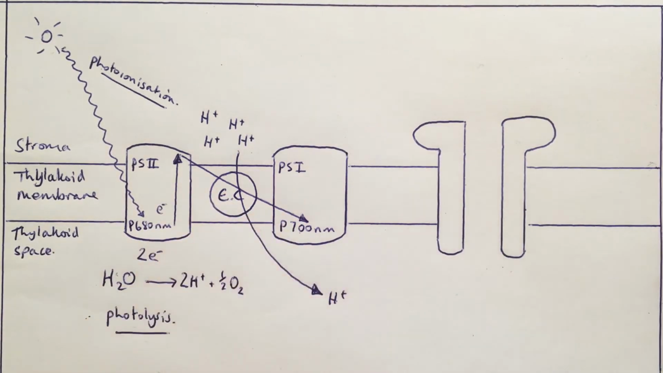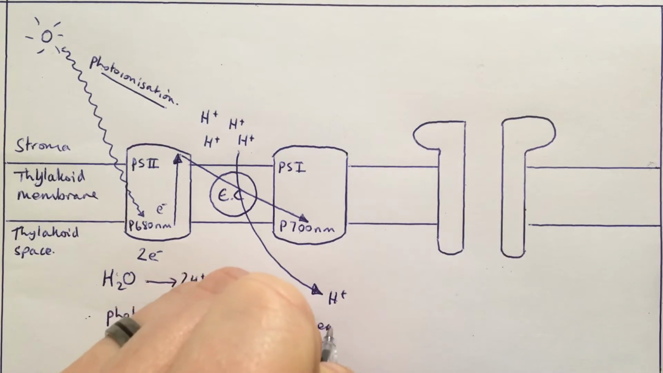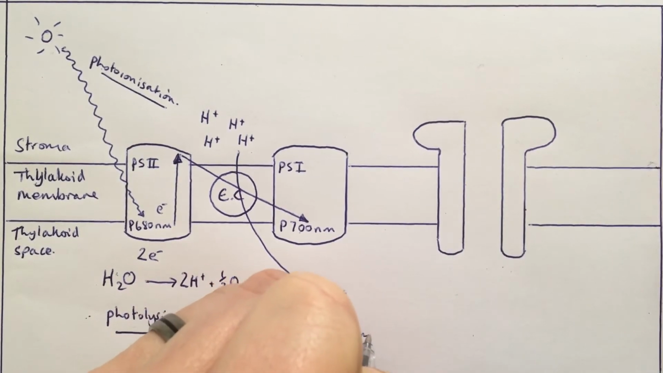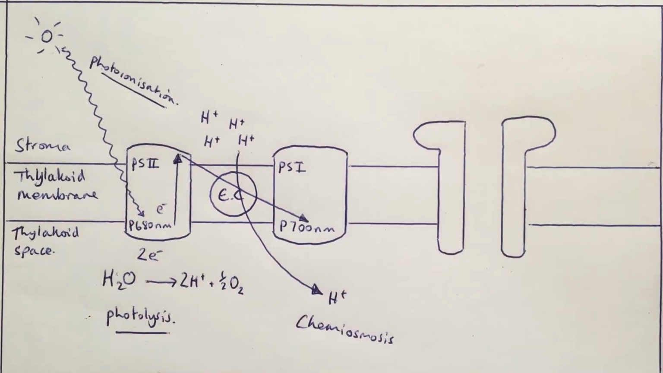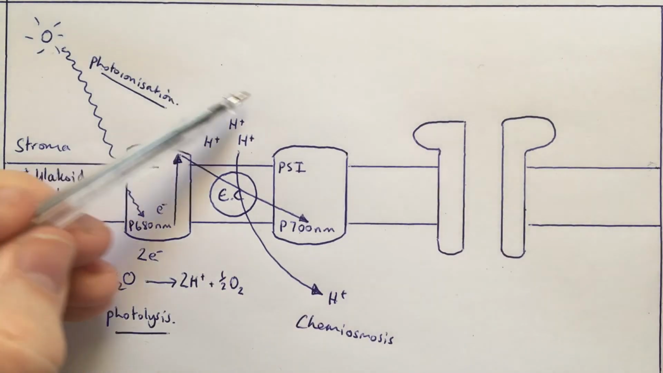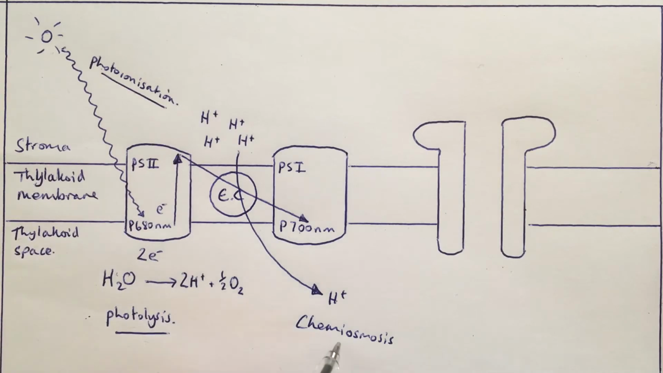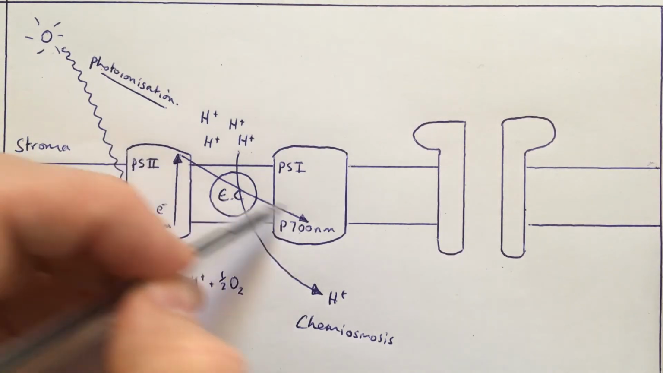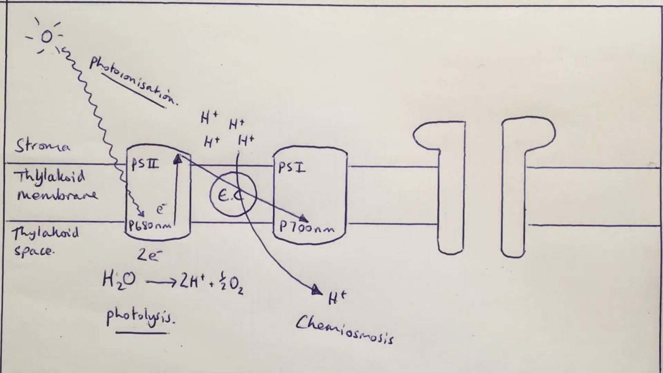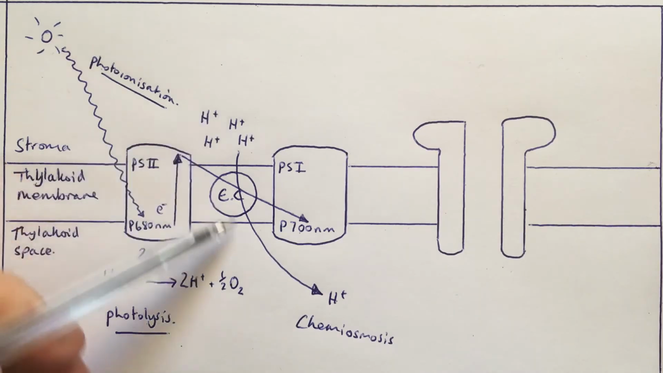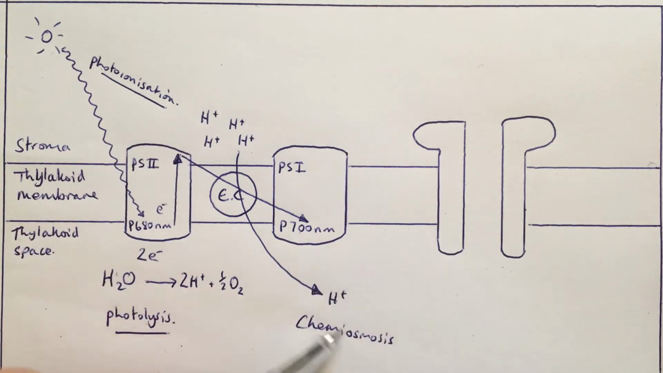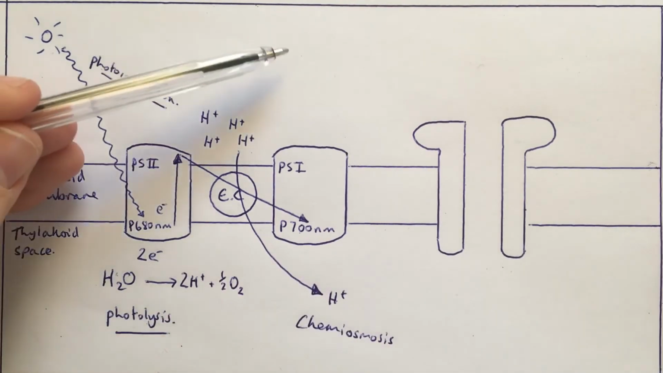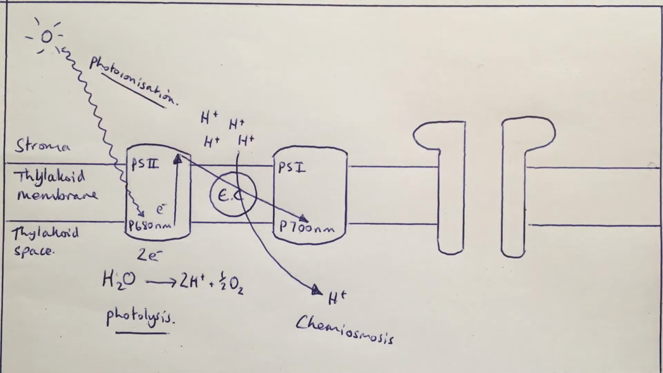H+. And we call that chemiosmosis. So this chemiosmosis, just think osmosis, the movement of molecules from a high concentration to a low concentration, and it's chemi, so therefore it's chemicals or ions. Now, because you have so many of these electrons moving through, you build up a high concentration of protons here and a low concentration of protons out here.